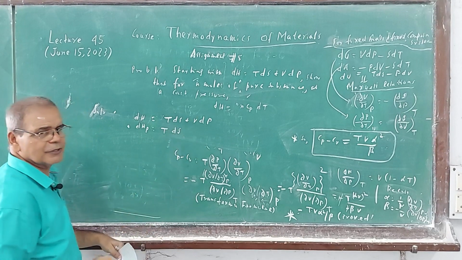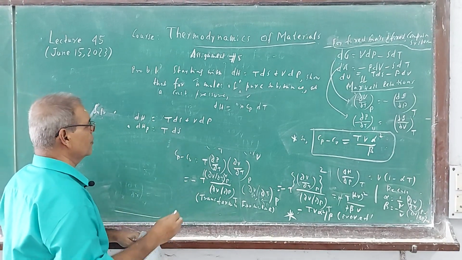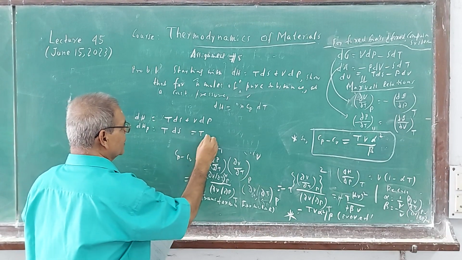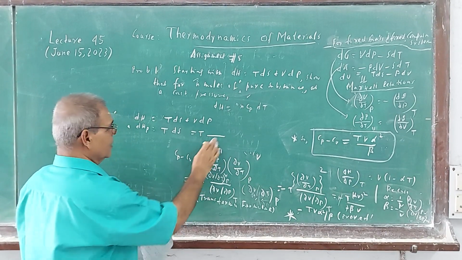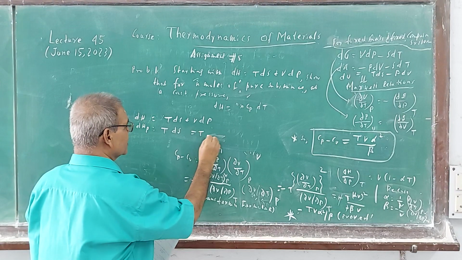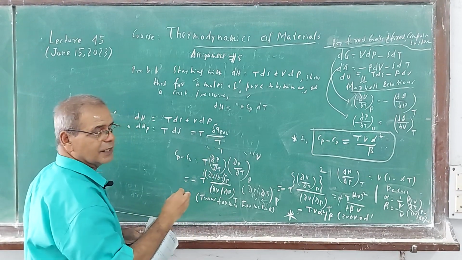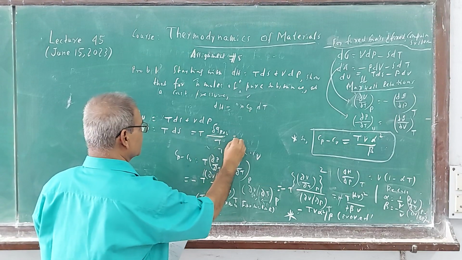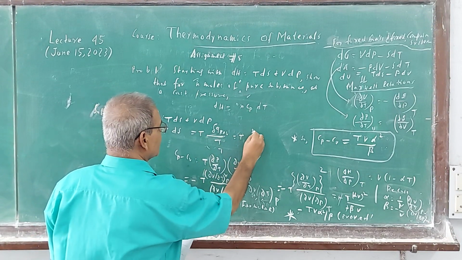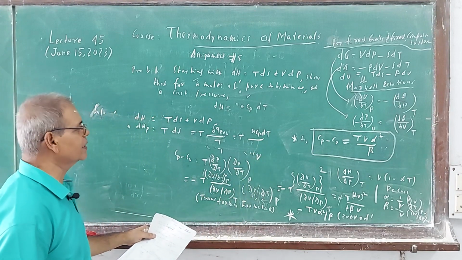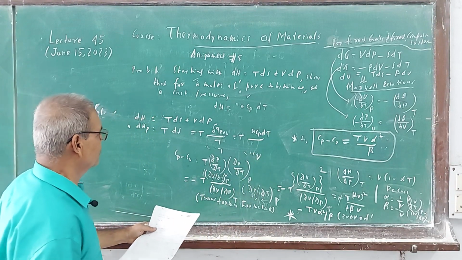TdS, VdP is out. dS under constant pressure, you know. What is this? dS under constant pressure is what? Tell me. dS under constant pressure is dq reversible by T. Under constant pressure, it is n Cp dT by T.